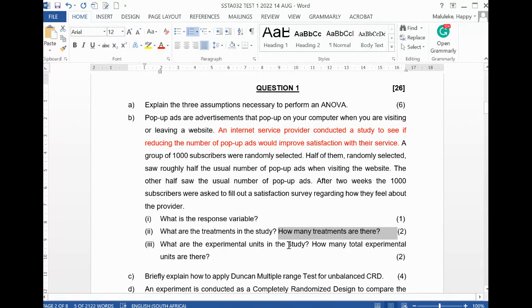What are the experimental units in the study? The experimental unit was what? Yes, the experimental unit. The users, isn't it? People are using that, visiting those websites. And how many are they? There are 1,000. So experimental unit, the subscribers, how many are they? There are 1,000. So you get your 2 marks.